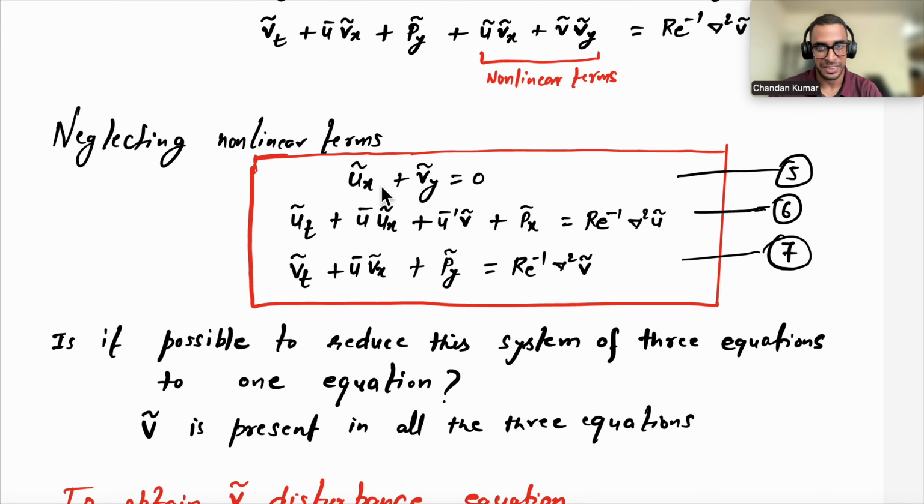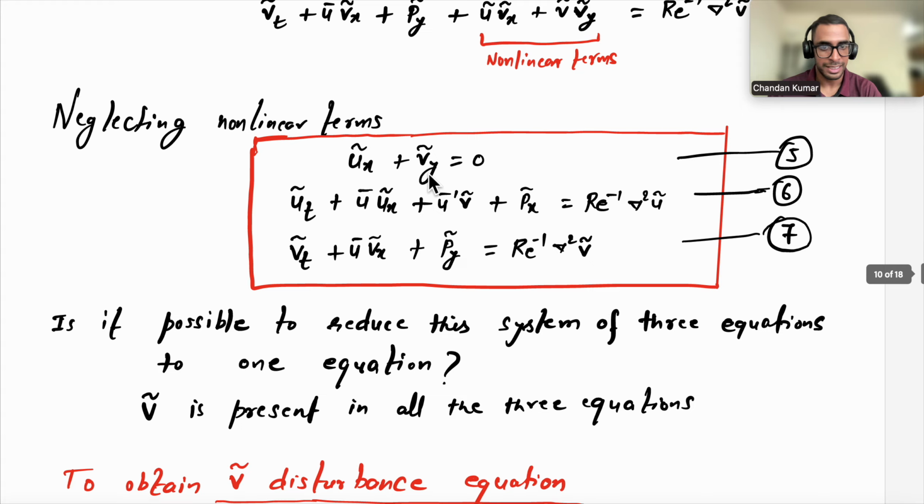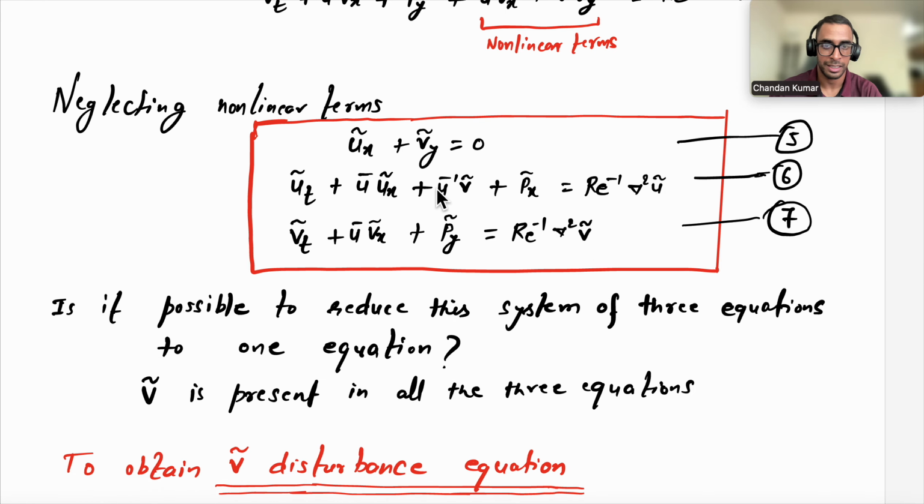So what we find is that in all three equations, there is the v perturbation. So isn't it possible to reduce all three equations into one equation that deals with only the v perturbation? Because the v perturbation is present in all these three equations, it is possible to express all three equations in terms of the v perturbation, substitute them into each other, and express these three equations as one equation. So that is what we are going to do: reduce these three equations into a v perturbation equation.